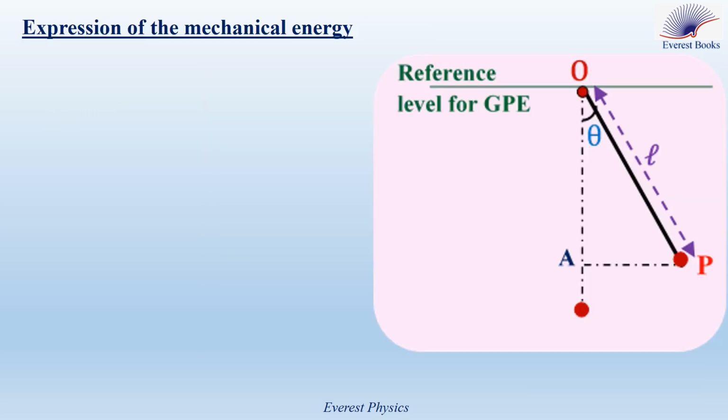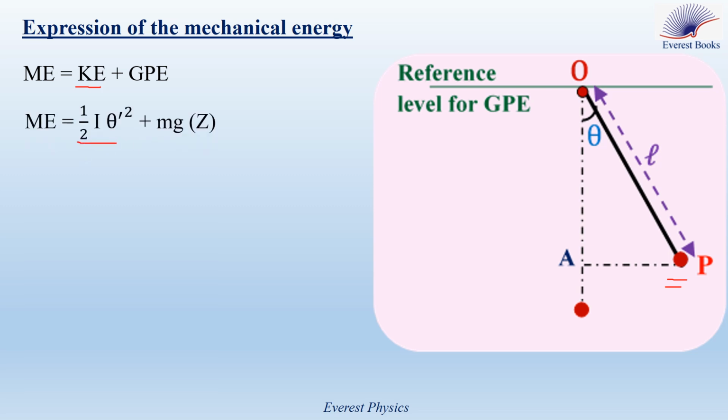Now, let's move to the expression of the mechanical energy of the pendulum-Earth system. You know that ME is equal to KE plus GPE. Now, what is the kinetic energy of the particle P? The kinetic energy is 1/2 I theta prime squared. But remember, because P is a particle, 1/2 I theta prime squared can be replaced by 1/2 mv squared. They are the same.